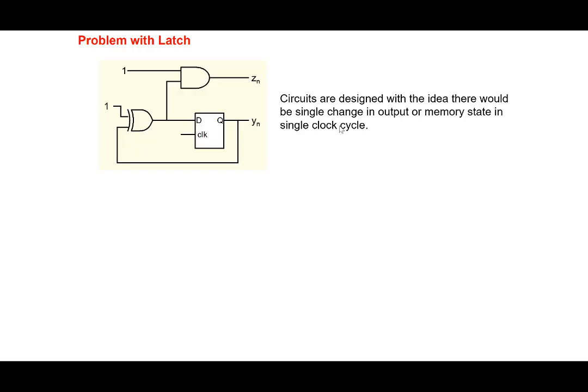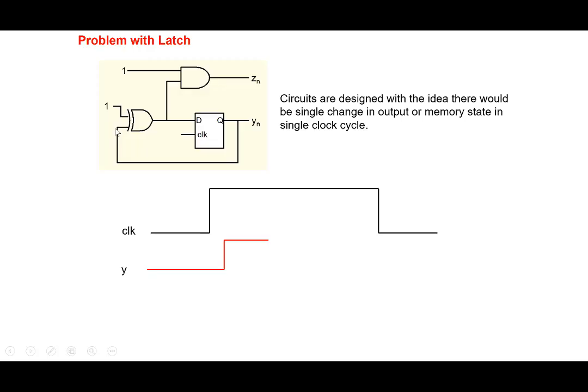Otherwise, if we allow more than one change, then again there's a chance that the output will become unpredictable, depending on the delays in the circuit. And that can still happen even though we have a clock when we use a latch like this. So let's see what happens here. Let's say the clock is like this. Initially y is 0.